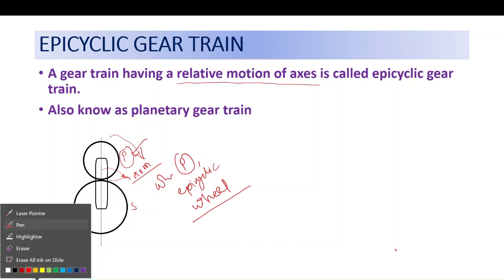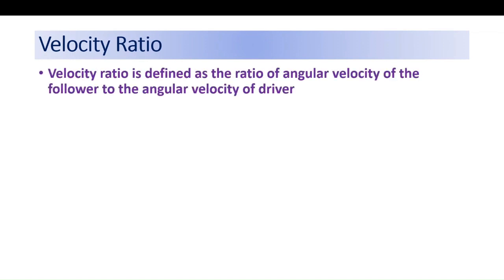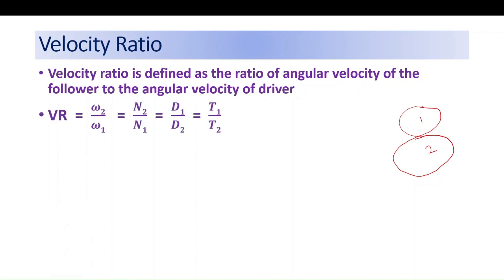Before starting the analysis of an epicyclic gear train, we need to understand some basic concepts. One of them is velocity ratio. You must have studied this. Velocity ratio is defined as the ratio of the angular velocity of the follower to the angular velocity of the driver. So if these are two gears in mesh, gear 1 and gear 2, the velocity ratio will be the angular velocity of the follower to the angular velocity of the driver.